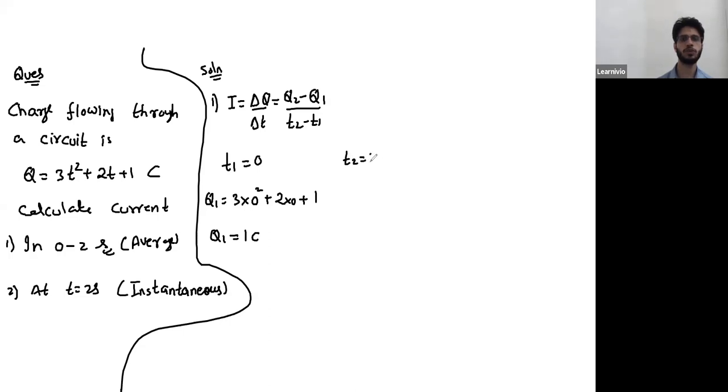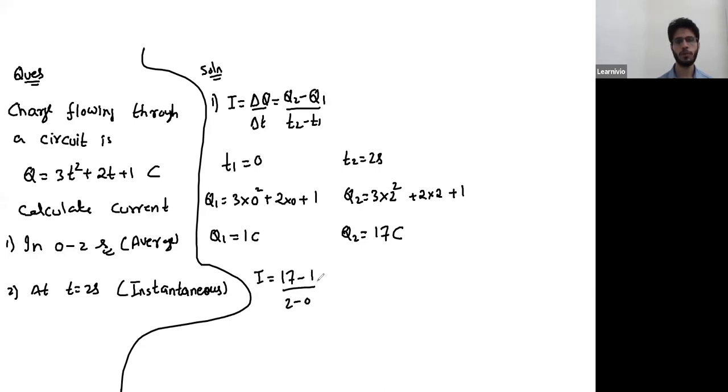The next, T2, is 2 seconds. So put t equal to 2 here. So it's 3 into 2 square plus 2 into 2 plus 1. So your Q2 is 12 plus 4 is 16, plus 1 is 17. I just substitute the values here. So it's 17 minus 1 by 2 minus 0. It's 16 over 2, which is 8 ampere. No issue, Afroza. So that's 8 ampere.